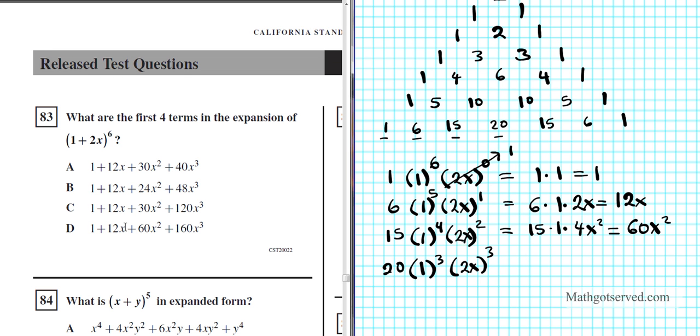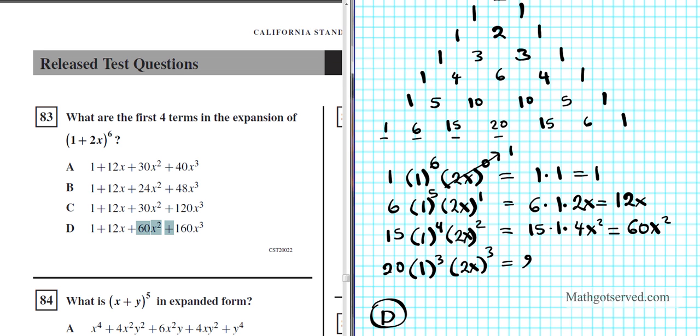All right, let's pause for a second and see if we know what the answer is already. All of them have 1, all of them have 12x. But in the third term, this has 60x squared. So we can already see that the answer is going to be option D. Okay? Well, let's just finish it up just to show you that it's right.